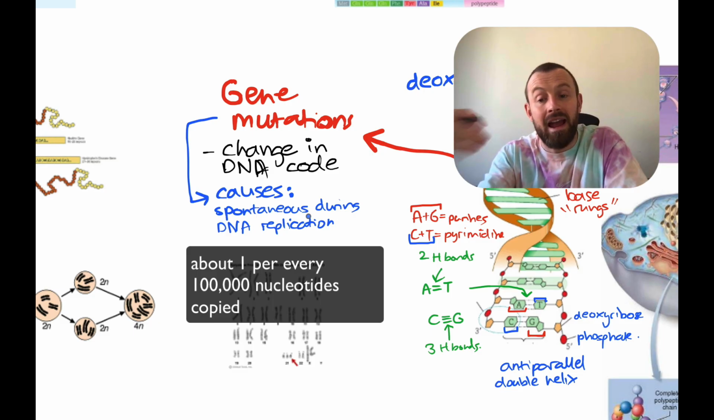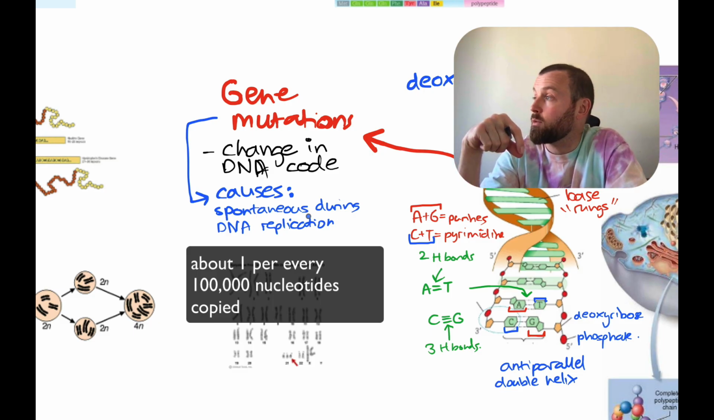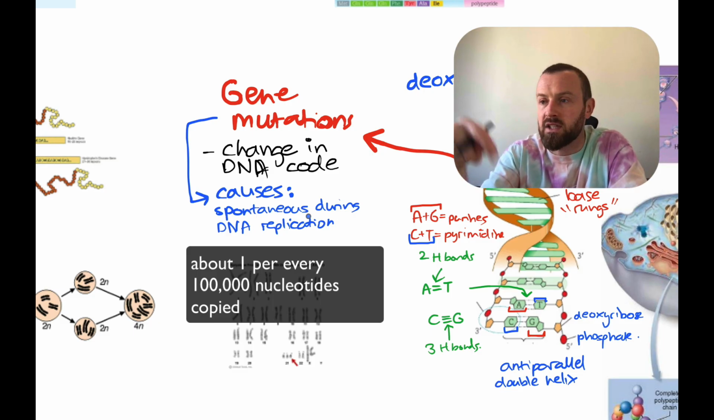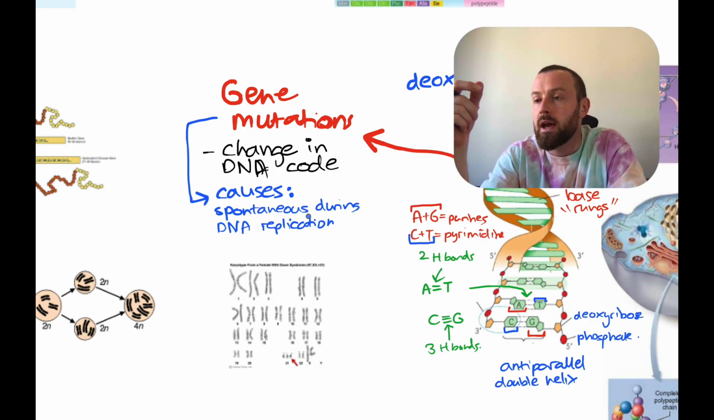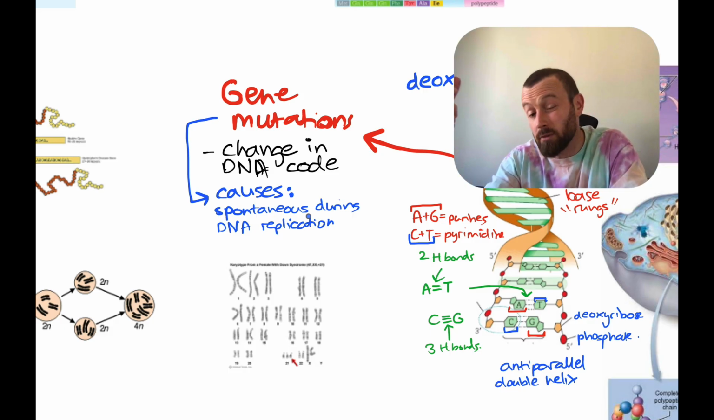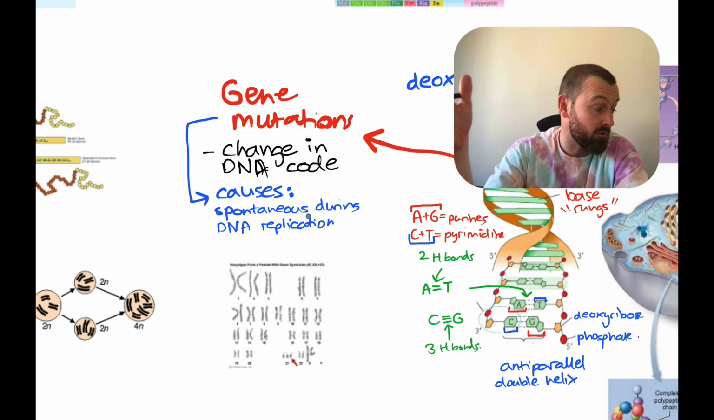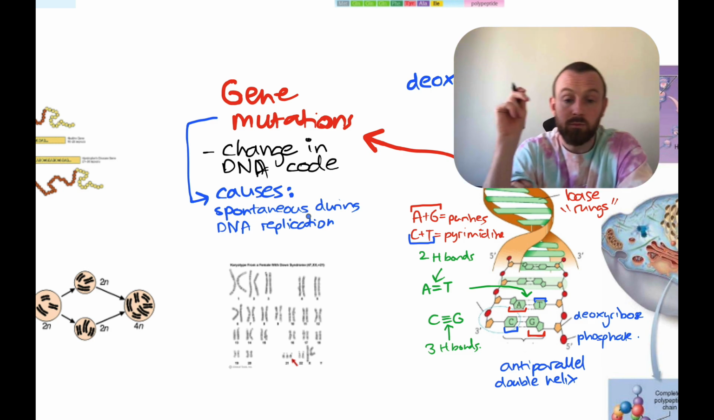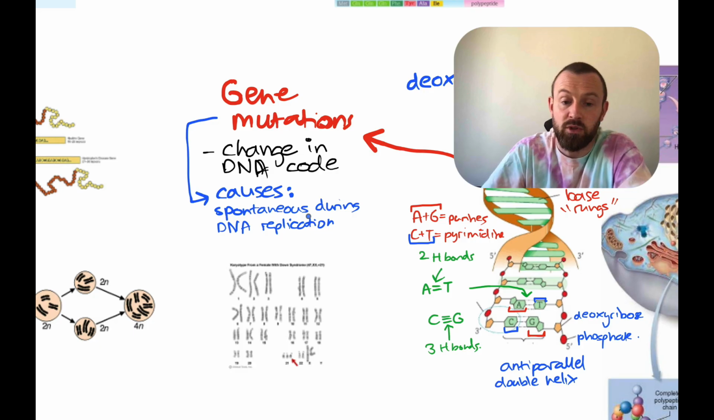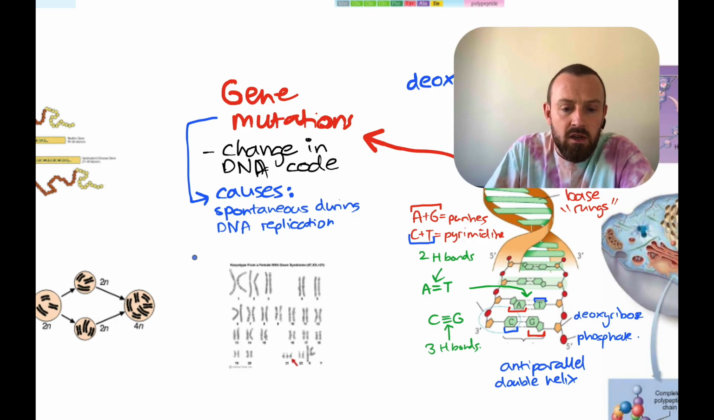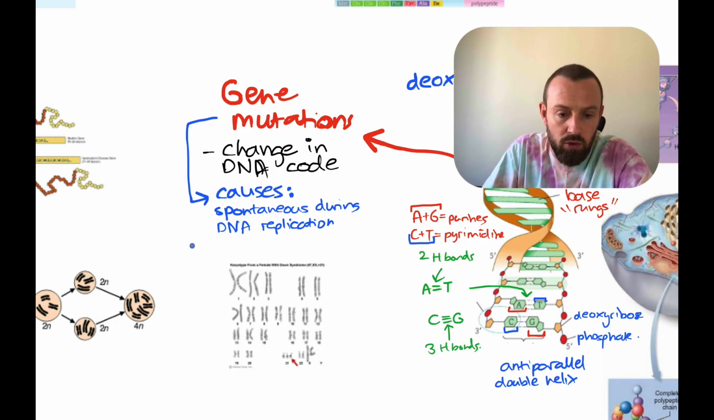And that can only be inherited if it occurs in what's called a germ cell, so a cell that's going to go on to become a sperm cell or an egg cell, and that can then be passed on. But it could be a mutation in a body cell, and that might give rise to cancer, for example. So there is a spontaneous rate of mutation, and there are also some things that increase this rate. So these are called mutagenic agents.